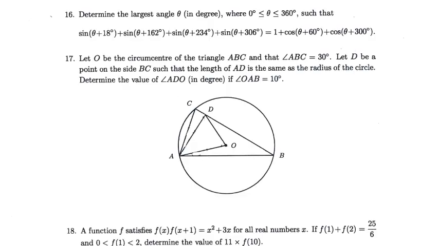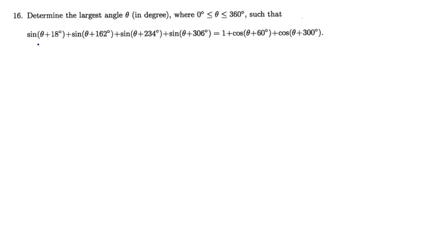SMO 2021 senior section first round problem number 16. Determine the largest angle theta in degree where theta is greater than or equal to 0, less than or equal to 360 such that this equality is satisfied. For solving this problem, I change sine plus sine to product, also these two sines, sum of them to product, also this cos and sum of these two cos to product.